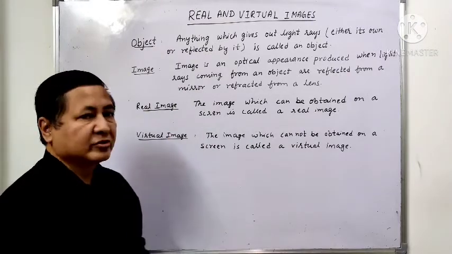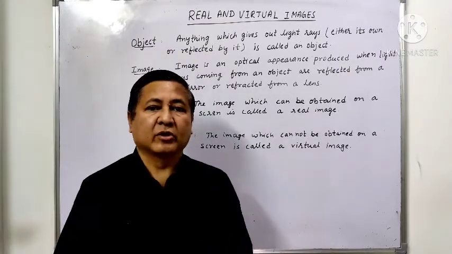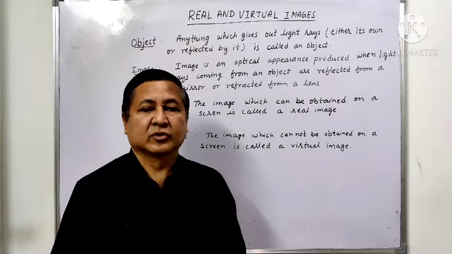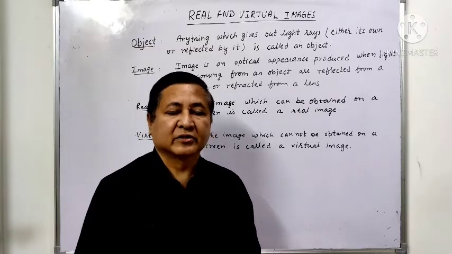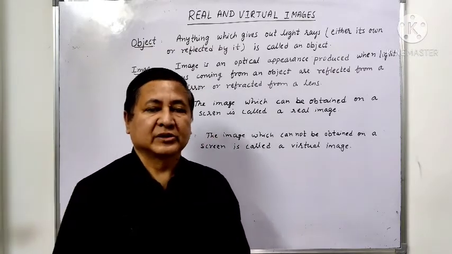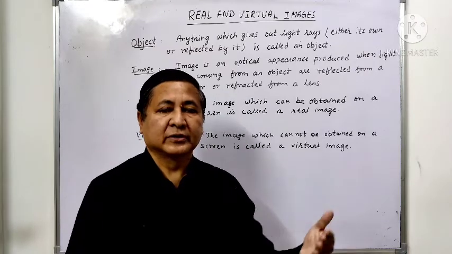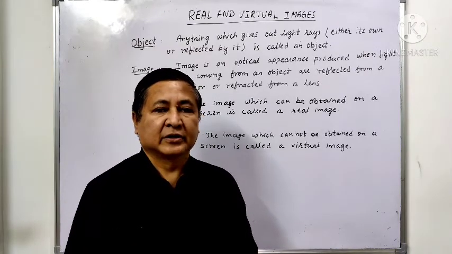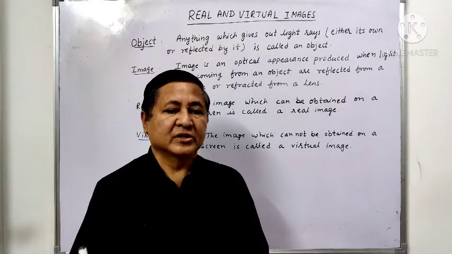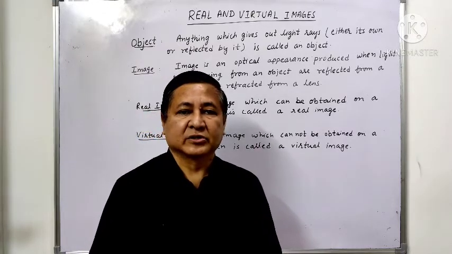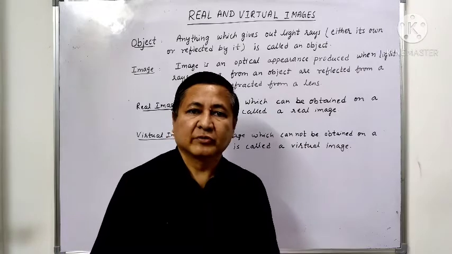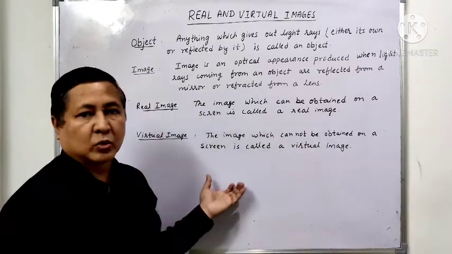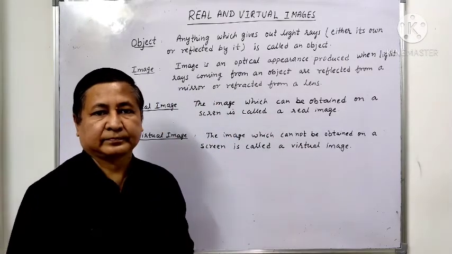Now comes to the virtual image. The image which cannot be found on the screen is known as virtual image. So when you are standing in front of a plane mirror, you will see your image only on the plane mirror. But if you keep a screen in front of it, you will not find any image formed on the screen. So therefore, the image which cannot be found on the screen is known as virtual image.